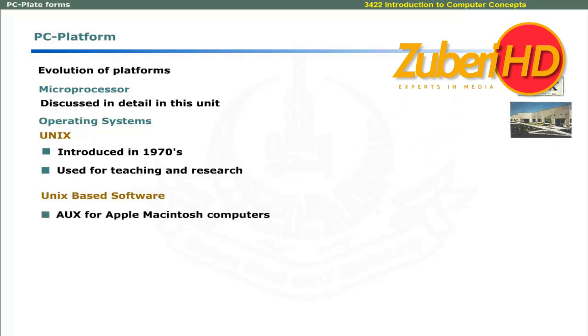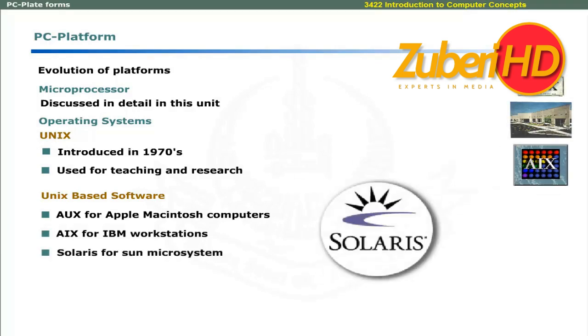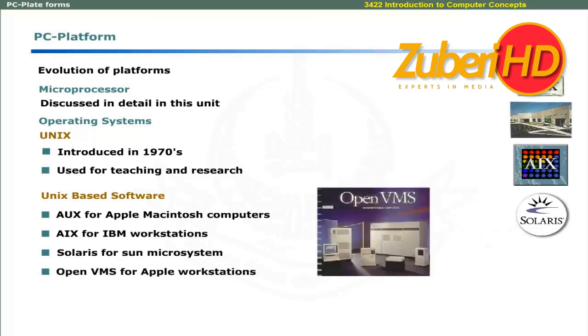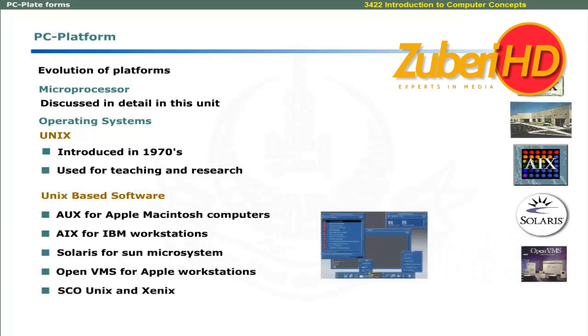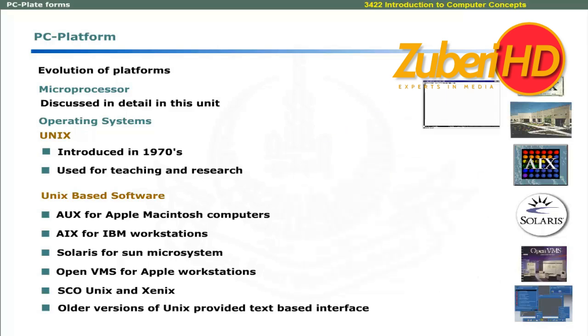These include AUX for Apple Macintosh computers, AIX for IBM workstations, Solaris for Sun Microsystem, OpenVMS for Apple workstations, SCO Unix and Xenix. Older versions of Unix provided text-based interface, but now more sophisticated.